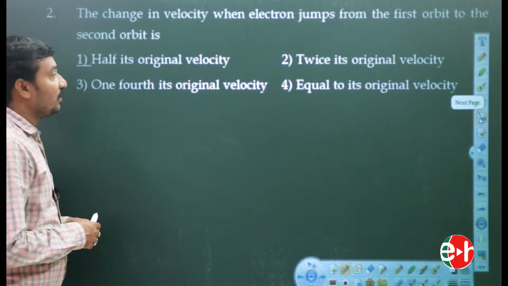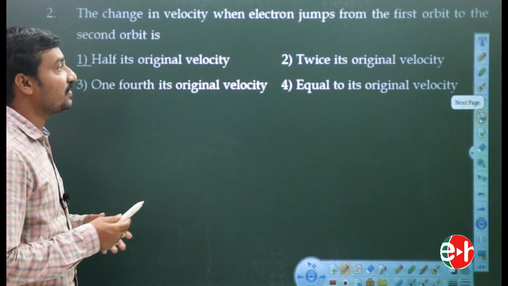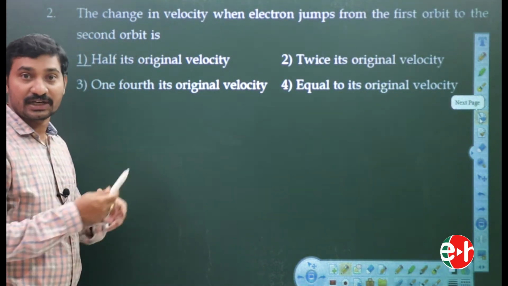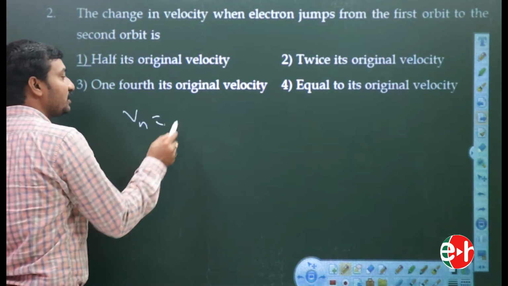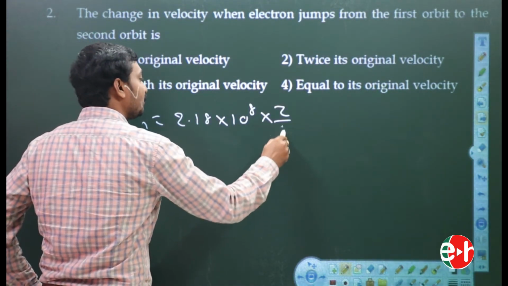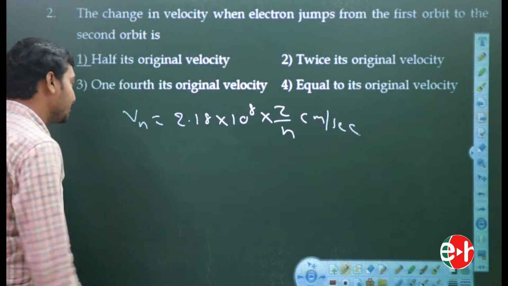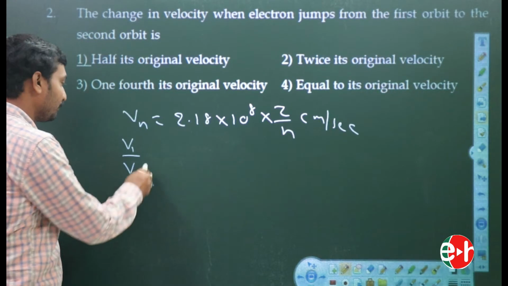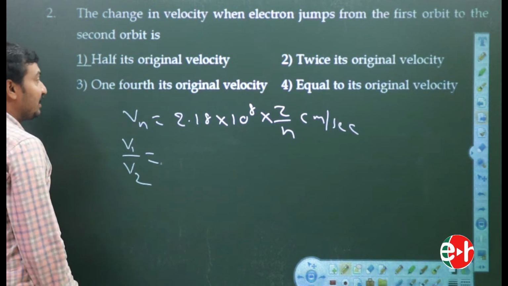See this: the change in velocity when an electron jumps from the first orbit to the second orbit. When the electron jumps from first orbit to second orbit, what does the velocity change to? We know the velocity of the nth orbit is equal to 2.18 into 10 to the power of 8 into Z by n centimeter per second. You can take the ratio v1 by v2, first orbit to second orbit. The 2.18 into 10 to the power of 8 is common, so it cancels. Then it depends upon Z by n.